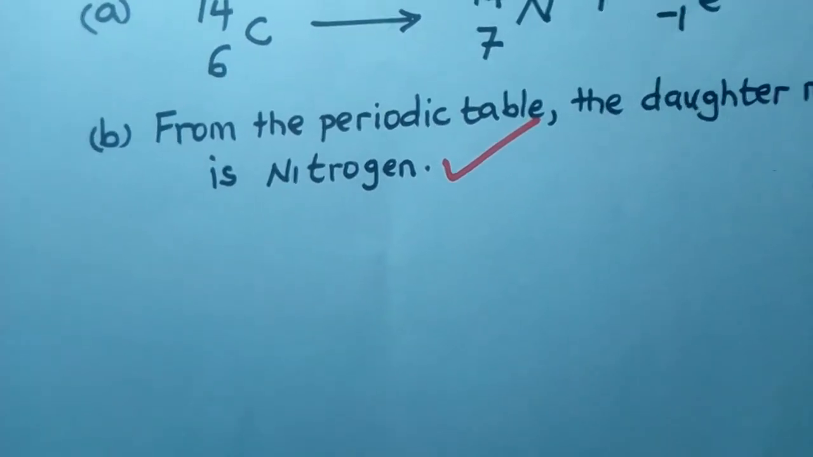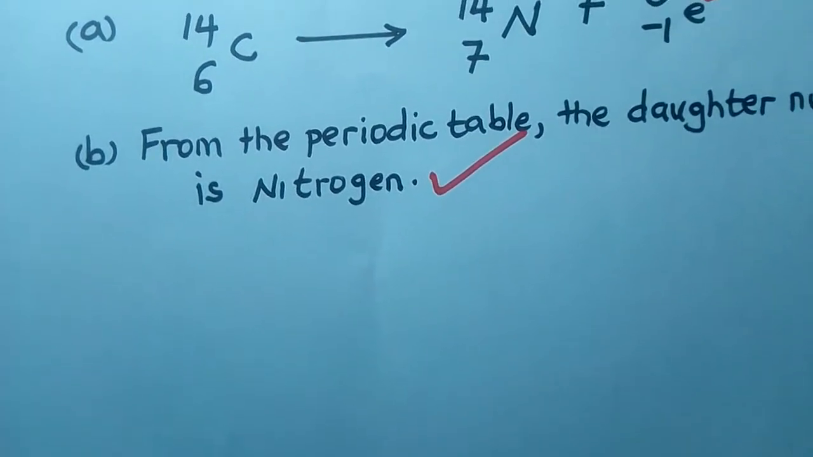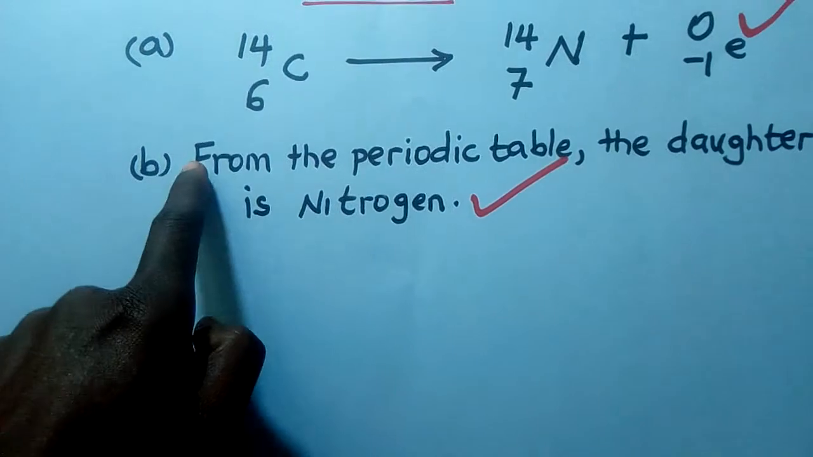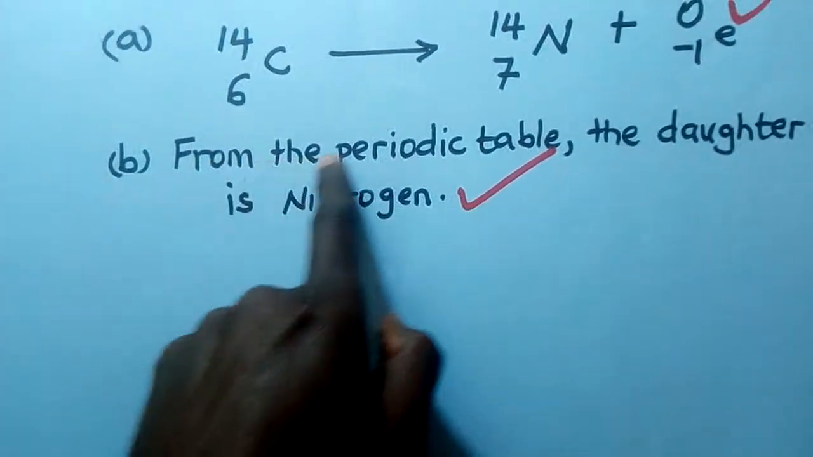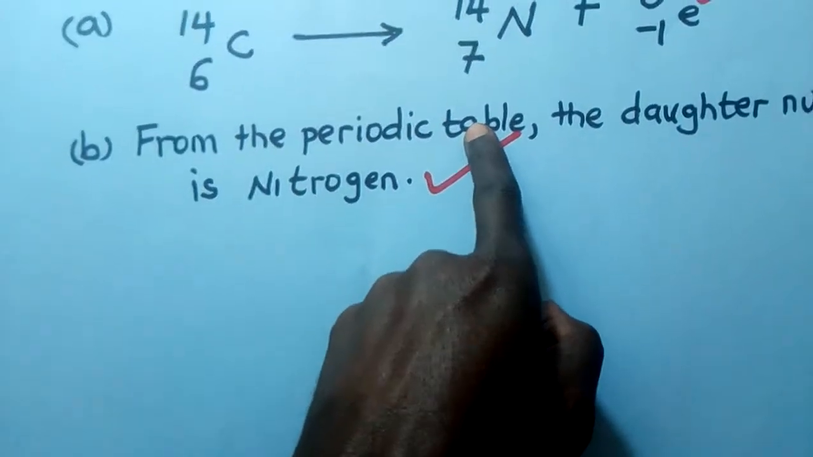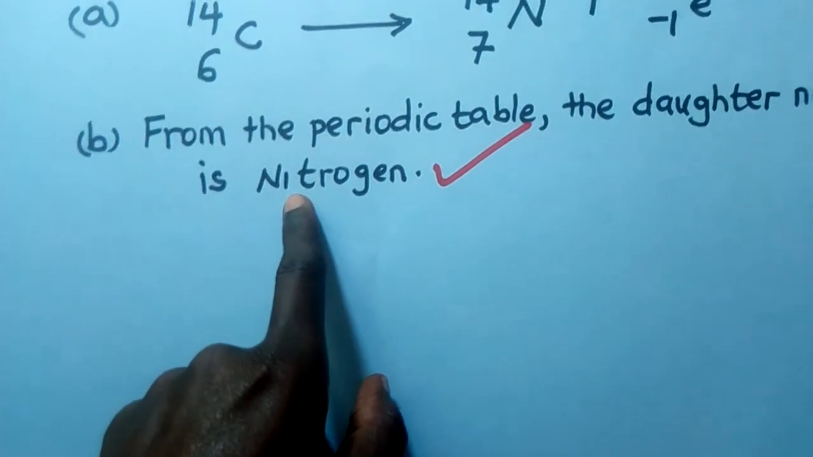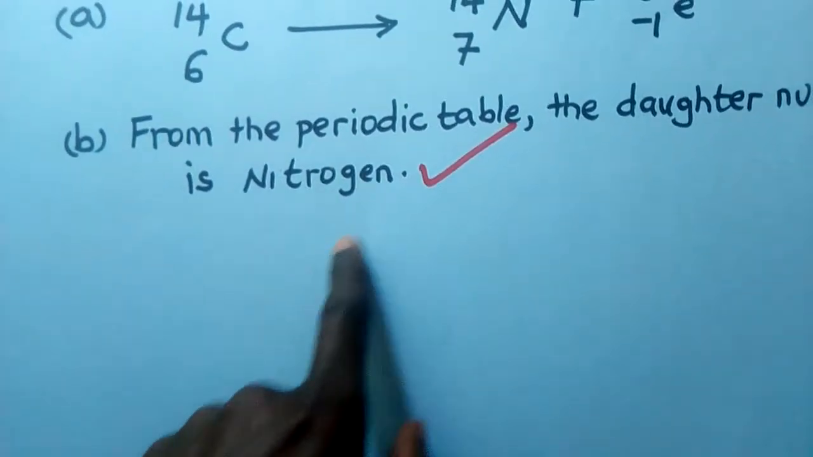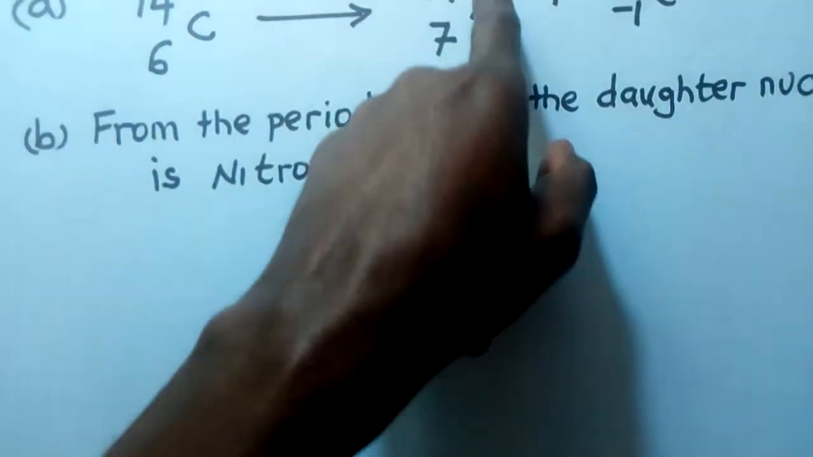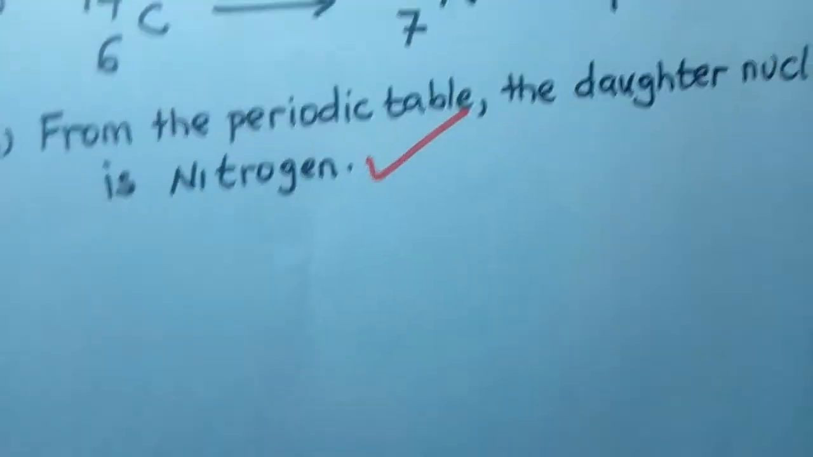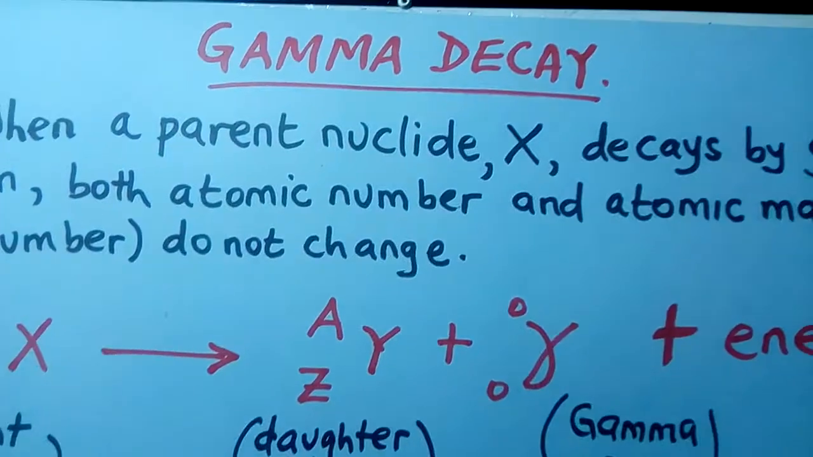You are better than somebody who says the daughter is called nitrogen. You quote, where did you get the answer from? From the periodic table. So if you know that it is nitrogen, and nitrogen the symbol is N, instead of writing here Y, you just write here what? N, the way I have already written.